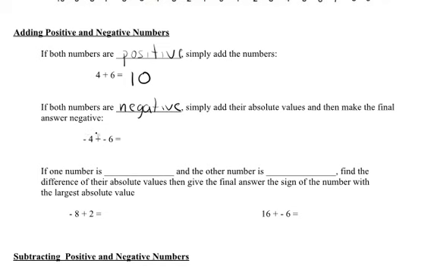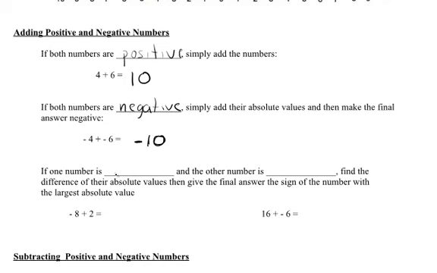So the absolute value of negative 4 is 4. The absolute value of negative 6 is 6. So 4 plus 6 is 10. But we have to make this negative because both of the numbers were negative.